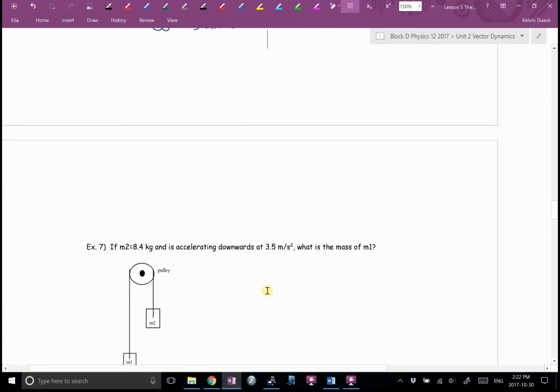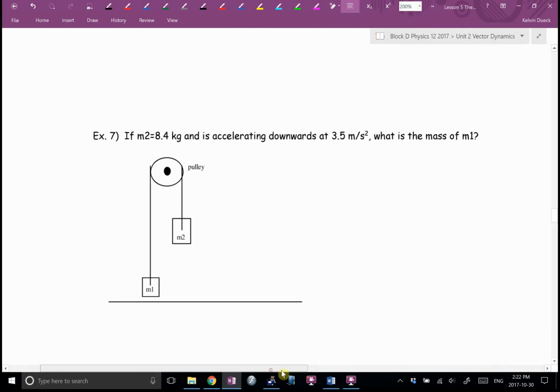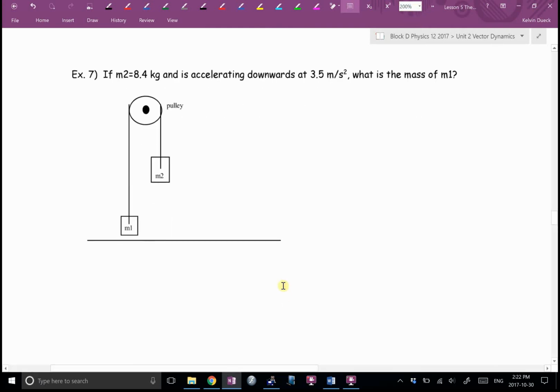Last one. I like example 7. Example 7 is a nice question. Example 7 is also an answer to how you would handle number 15 from last day. Because what am I asking you to find in example 7? A missing mass. This is physics 12. Up until now, everything I've done was physics 11. It says if mass 2 is 8.4 kilograms and accelerating downwards at 3.5, what's the mass of mass 1?